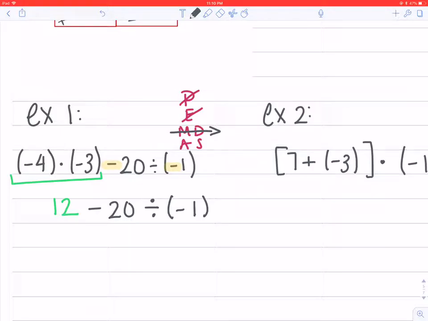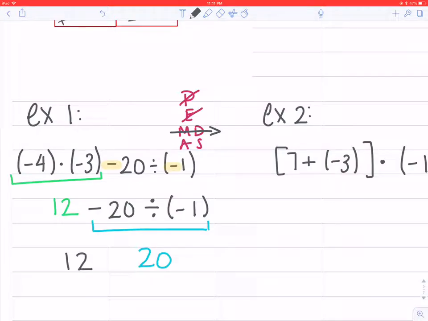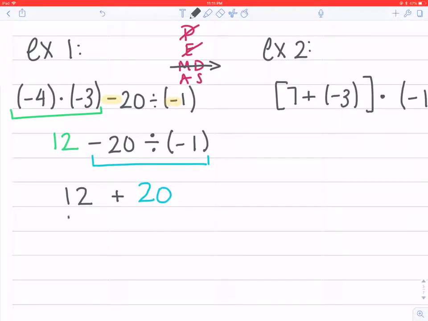Alright, I'm still working on the division part. So I have -20 divided by -1. So a negative divided by a negative is going to give me positive, and then 20 divided by 1 will give me positive 20. I'm going to carry everything down. Now again, because that 20 was positive, I'm going to put a plus sign there. So then my final thing will be 12 plus 20, which will give me 32. So there's my first answer.